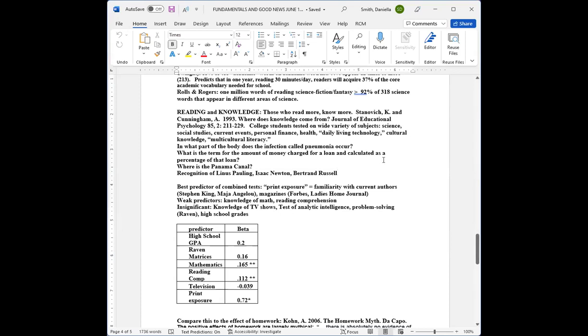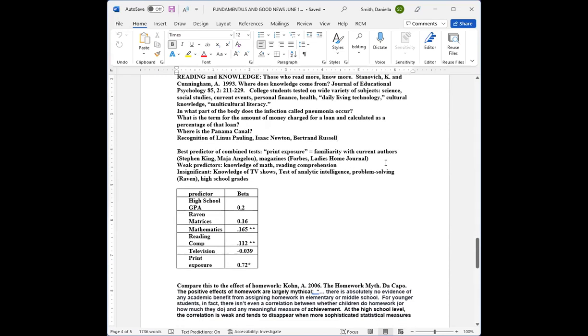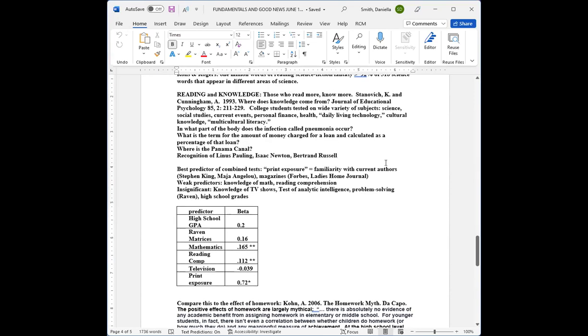Number 2, people who read more know more, and what they read is fiction. The best study of this I have ever read. As soon as I read it, I contacted Jeff. I said, have you seen this? He says, yes. Isn't it wonderful? Stanovich and Cunningham, 1993. They looked at college students, English speakers, and gave them tests.